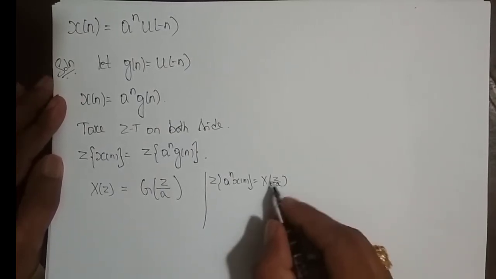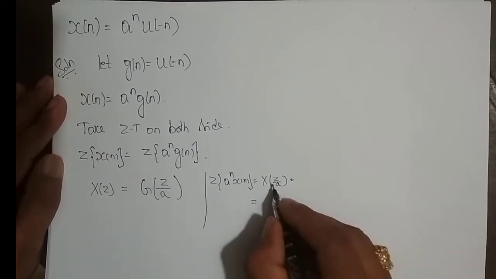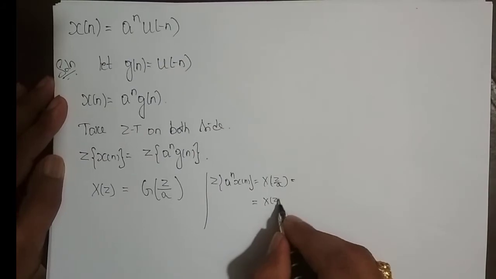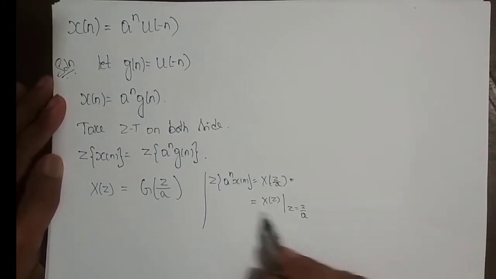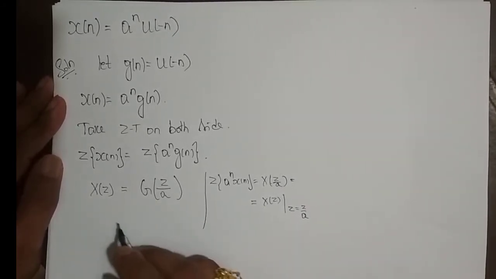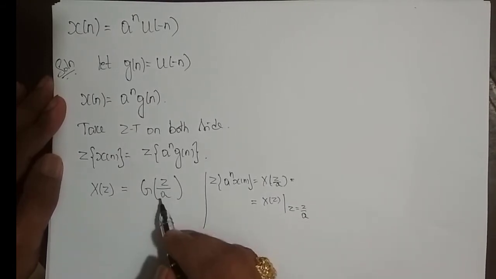Okay, if you want to see the proof, you can go through my video, and basically I can just make it simpler. Instead of writing, I'll write it here, X(z by a), G(z) at z is equal to z by a, right? That is nothing but G(z by a), correct? Fine. What is X(z)? X(z) is G(z by a).